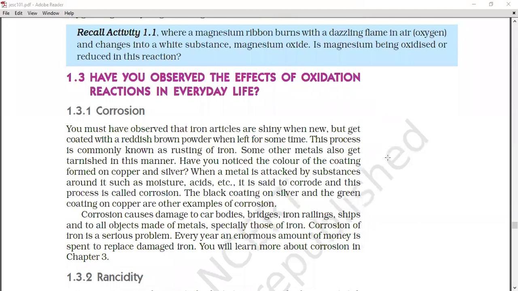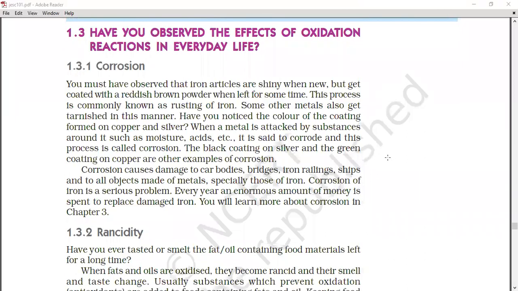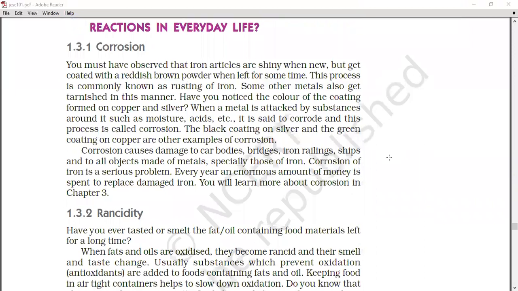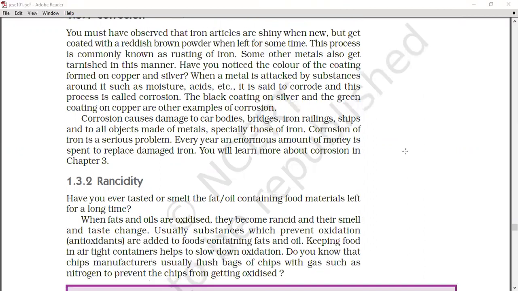Corrosion. You must have observed that iron articles are shiny when new, but get coated with a reddish brown powder when left for some time. This process is commonly known as rusting of iron. Some other metals also get tarnished in this manner. Have you noticed the color of the coating formed on copper and silver?